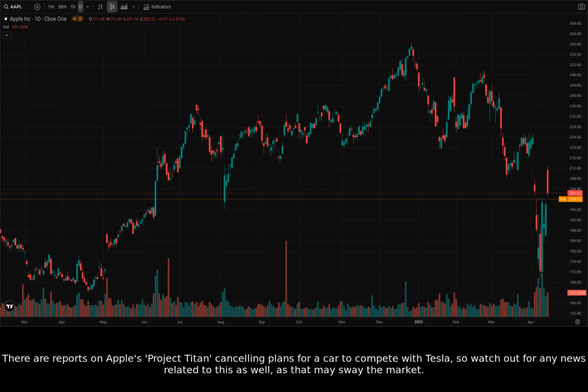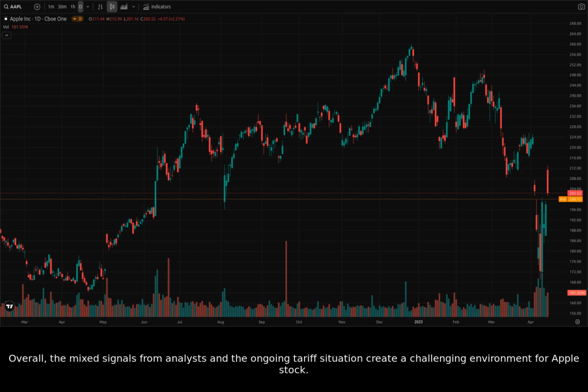There are reports on Apple's Project Titan canceling plans for a car to compete with Tesla, so watch out for any news related to this as well, as that may sway the market. Overall, the mixed signals from analysts and the ongoing tariff situation create a challenging environment for Apple stock.